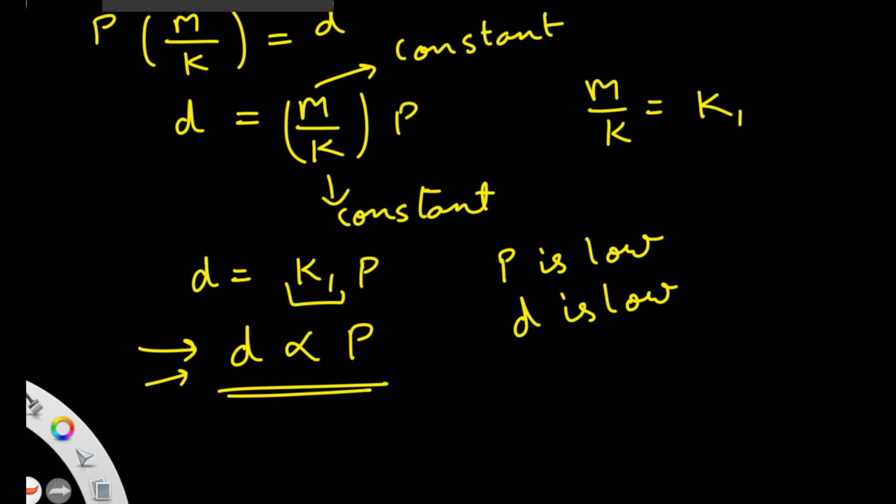Let me repeat again. At high altitudes pressure is low. At the top of the mountain pressure is low, which means density is low. At low density the gases expand, that means the particles are far away, and that's why the oxygen level is low at high altitude. Understood? So the relation between density and pressure is that density is directly proportional to pressure.